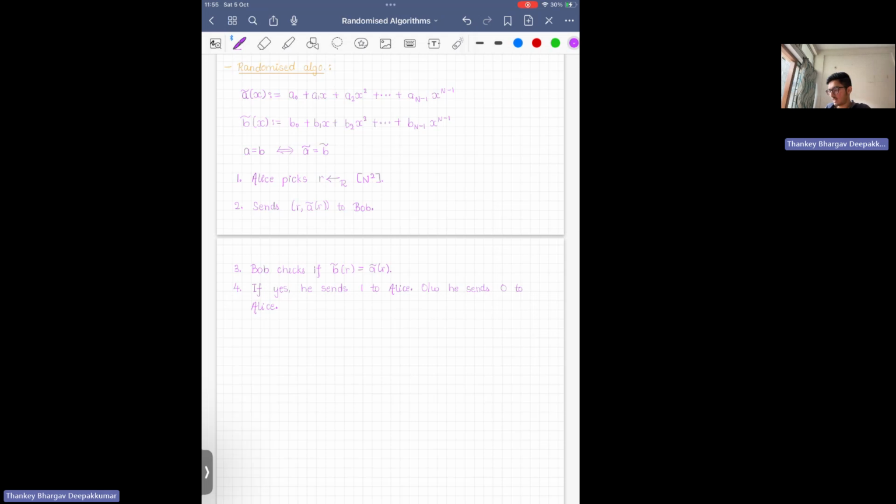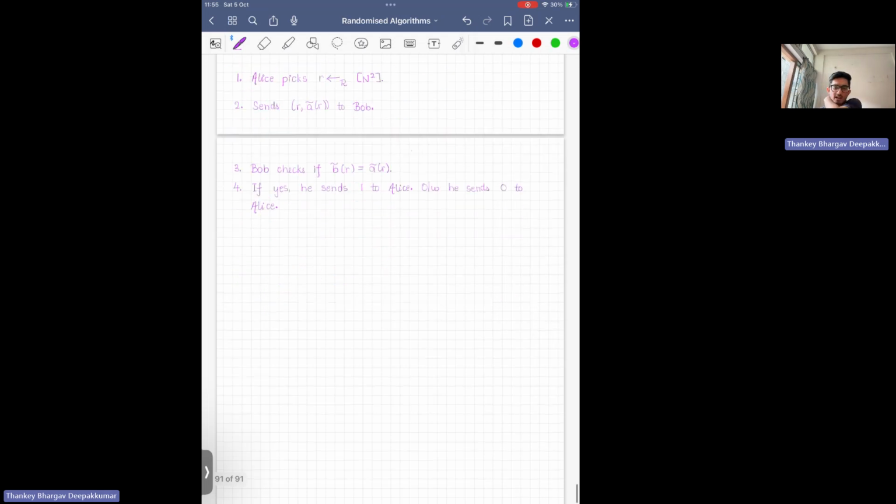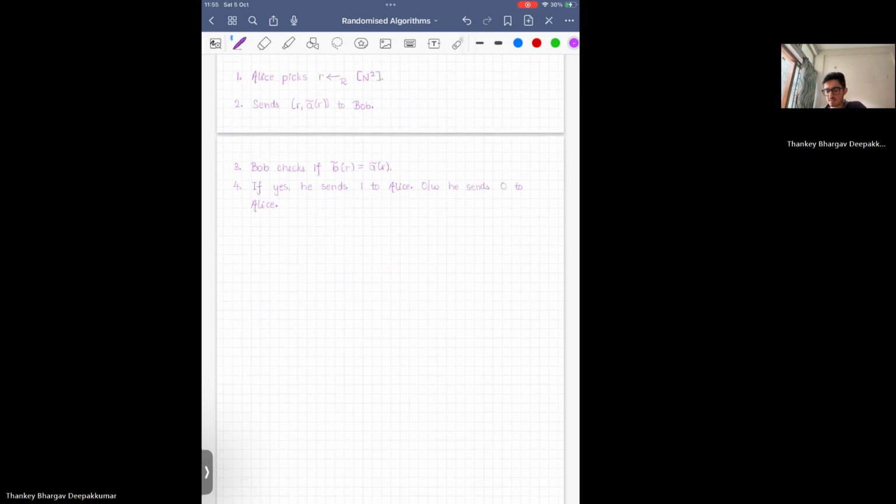Okay, so this is the algorithm, and I won't argue the correctness probability, but using Schwartz-Zippel, we have done that multiple times. You can do it on your own, but I'll just write what will happen. If A equals B, Bob always returns 1.